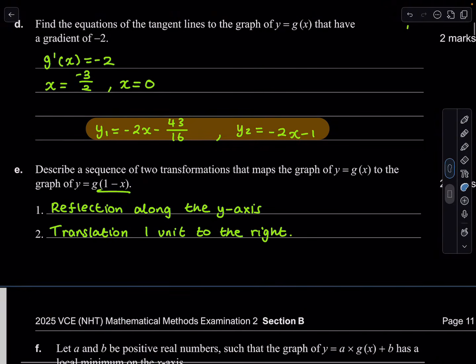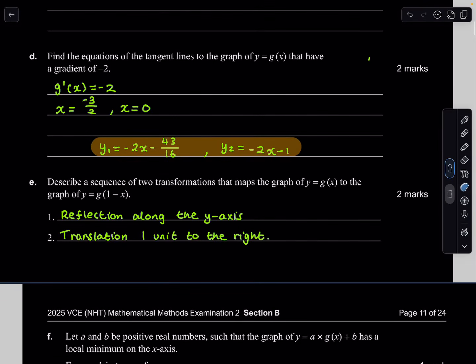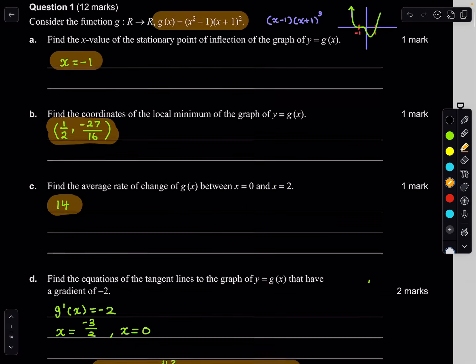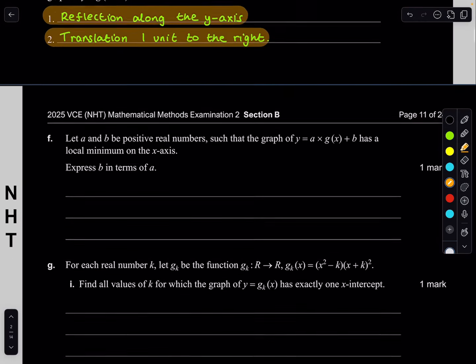These are your two transformations. It's really easy, believe me. Don't overthink them. Really nice if you know your basic transformations. Translation 1 unit to the right. That is your first page. Not too bad. Okay, next question.